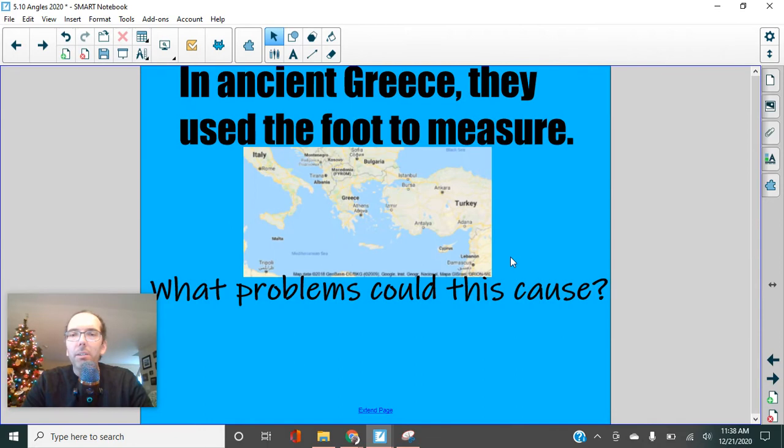We're going to be talking today about something about measurement. This is lesson 5.10, and we're going to be measuring some angles.